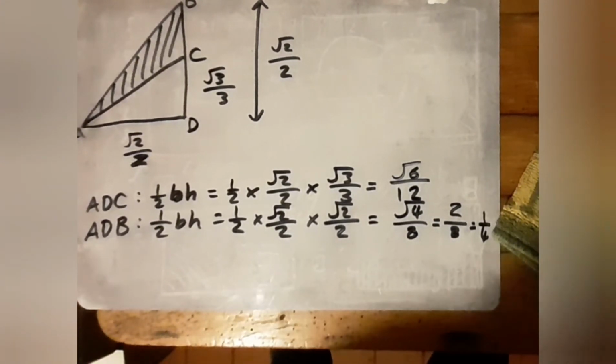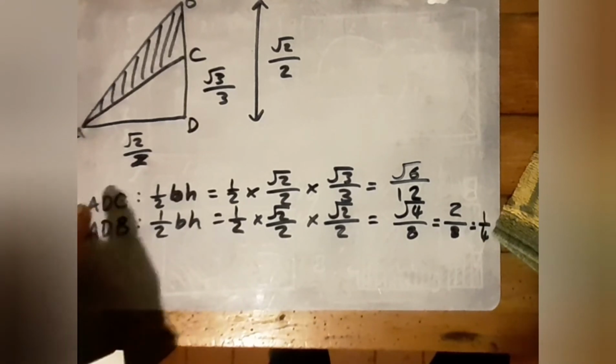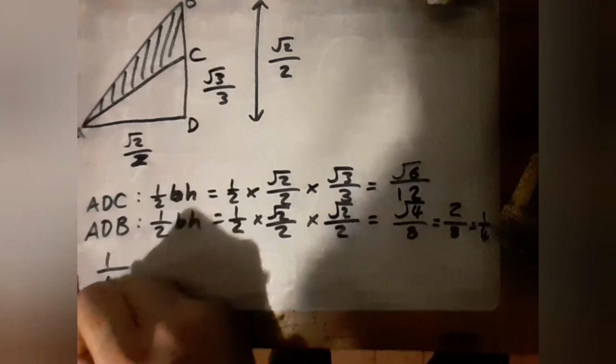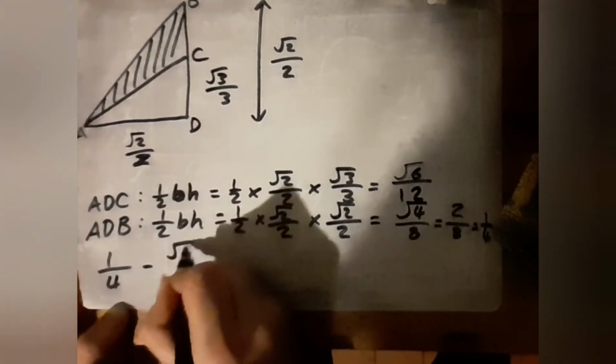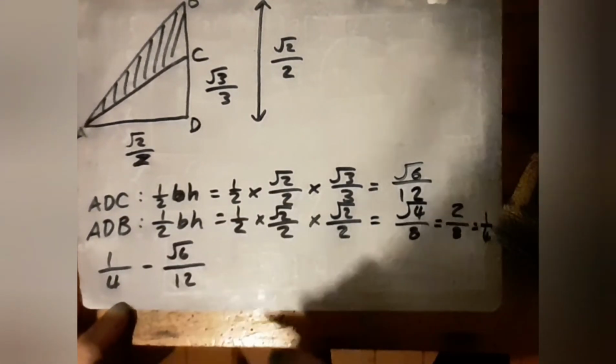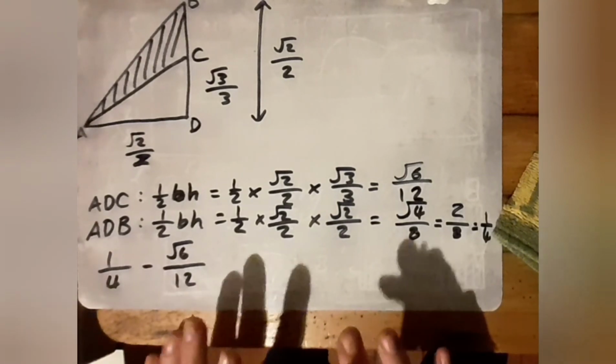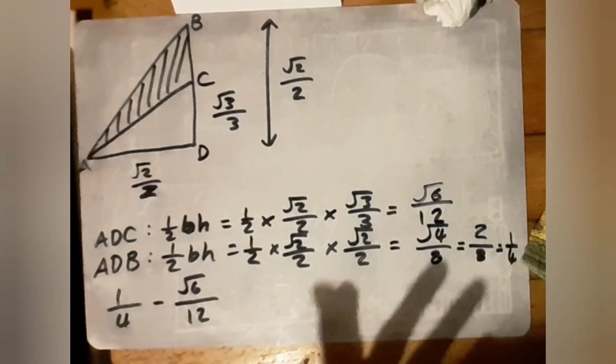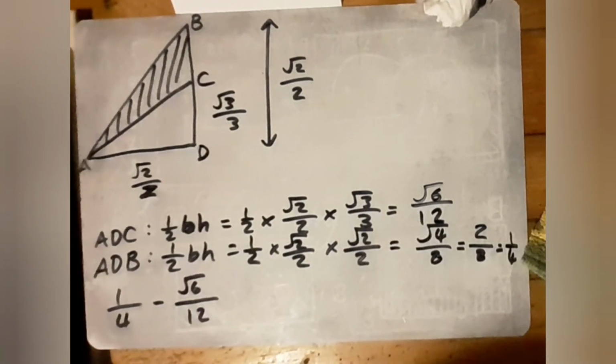And what we're looking to do from here is just take away ADC, this small one here, from ADB. So essentially 1 over 4 minus √6 over 12. And considering this turns up in a non-calculator paper, you'll just have to leave it like this. So luckily enough, there wouldn't really be any more steps. That's it, folks. Thanks for watching.